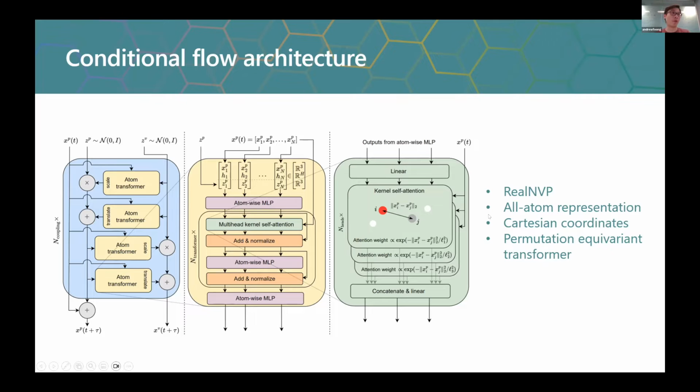It's important to note that we're working throughout with an all atom representation. This allows us to easily compute the energies using Amber, which in turn allows us to compute Metropolis Hastings accept-reject steps. And we're working in Cartesian coordinates. We do not use internal coordinates at any point. We wanted to do this to make the model as general as possible.